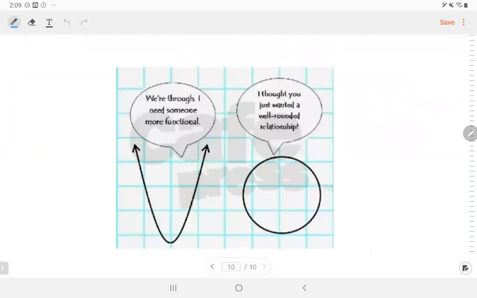So now you should be able to get this joke. We're through. I need someone more functional. I thought you just wanted a well-rounded relationship. This graph on the left is calling this circle not functional because of the vertical line test, and this hits at more than 1 point.